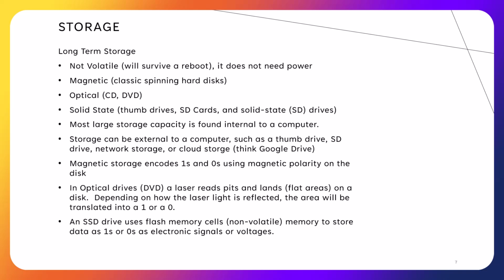Magnetic, this is your classic hard disk, your spinning disks. Optical, which is CD, DVD, and Blu-ray. And solid state, which are your thumb drives, SD cards, or solid state drives, or SSD drives. Most of the large capacity storage is found internal to a computer, so if you find something 4 or 5 terabytes in size, that'll probably be inside a computer, not something you're going to carry around in a thumb drive.